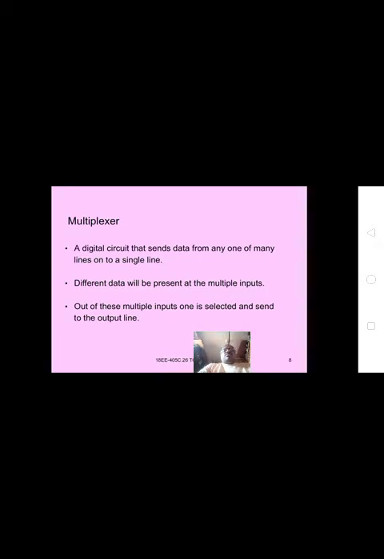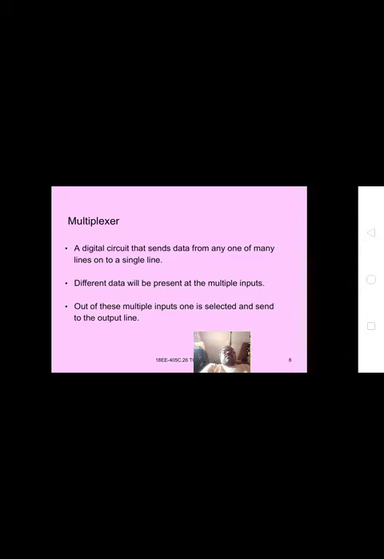Now we learn about the multiplexer, a digital circuit that sends data from any one of many lines onto a single line. A digital circuit that sends data from any one of many lines to a single line. The simple definition is many to one. That means many people fighting over a single person. That is nothing but a multiplexer.